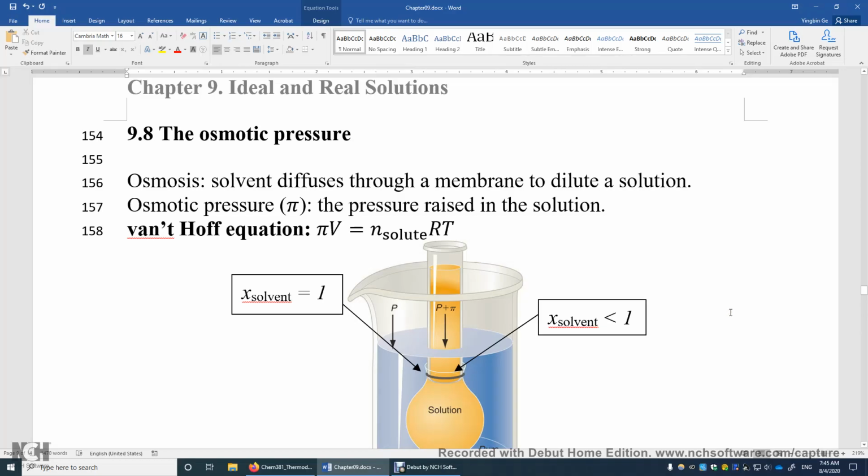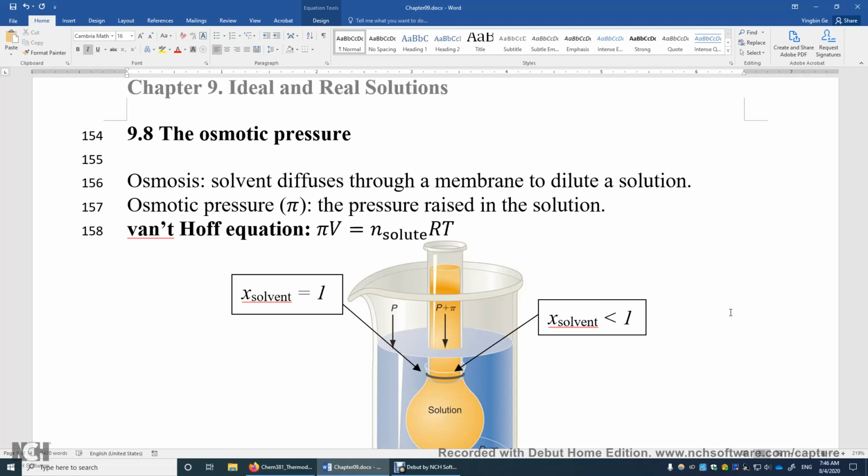Section 9.8, the osmotic pressure. I suggest you Google osmotic pressure and watch some videos on YouTube. It's a lot of fun to see some red blood cells explode in pure water because of the huge osmotic pressure. So first, what's osmosis?